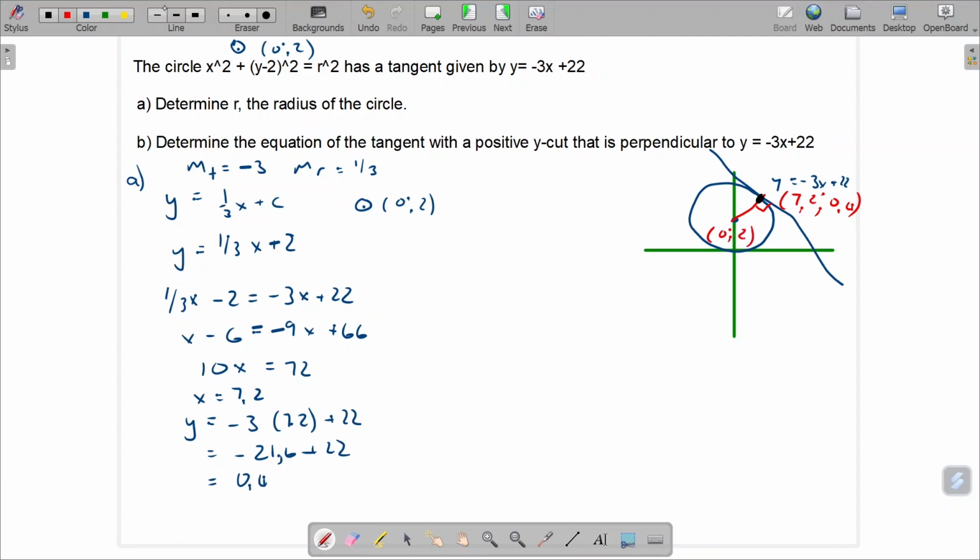So we now need to find the length of the radius. And so we simply use the distance formula. Therefore, the length of the radius will be equal to the change in x, which is 7.2 squared, plus the change in y, which in this case will be 1.6 squared.